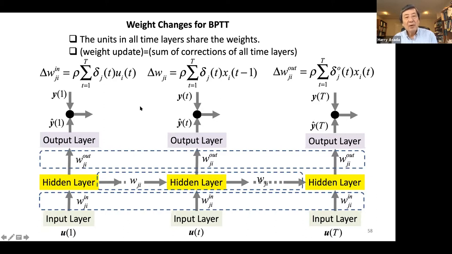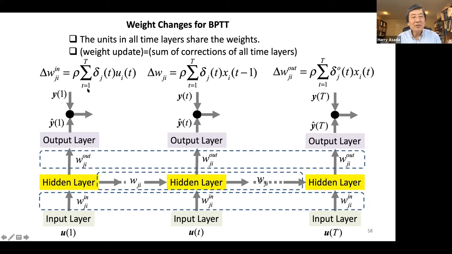Okay? Now, when we actually talk about the weight changes, remember that in all the time layers, the weights are shared. So we do not change this one individually, but all of them must be changed as a whole. And actually input too, it must be changed as a whole, right? So for the input, we multiply the delta and the input. Directly, the input is UI, and the delta J associated with this is basically this. This weight is from input I to hidden layer unit J, and then that delta J is collected from these hidden layers, right?